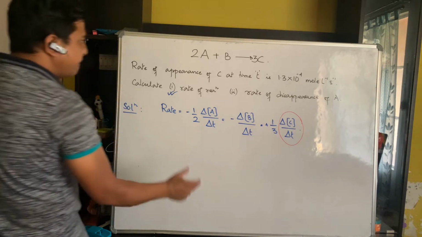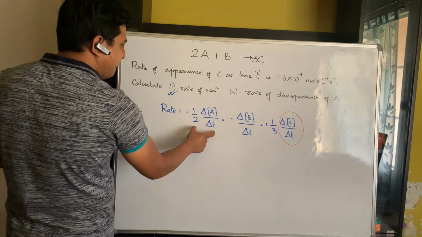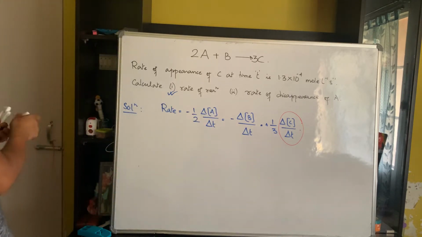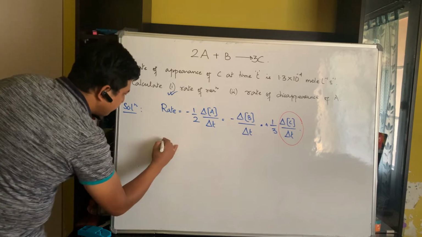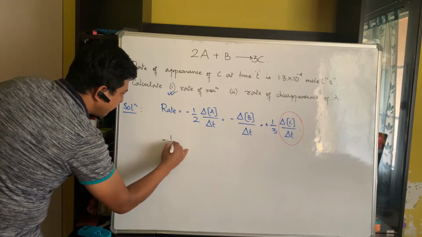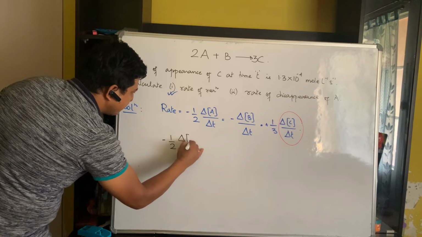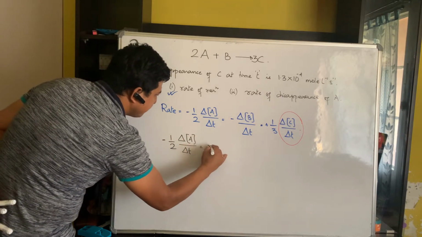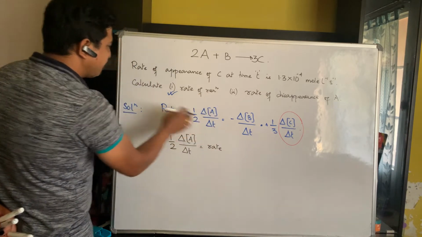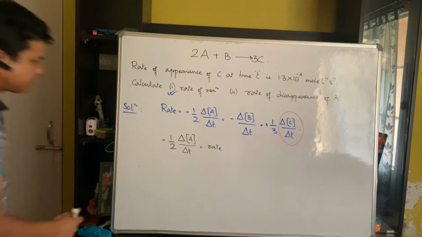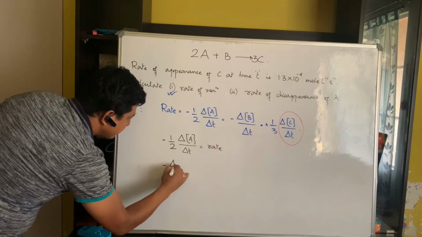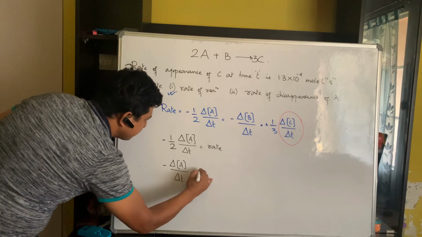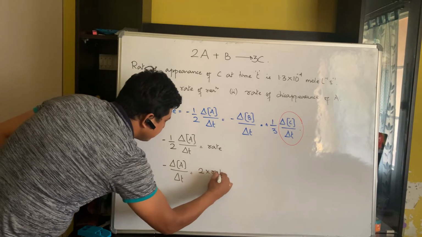So now we'll equate A with the rate of a reaction, since we are supposed to find out the rate of disappearance of A. So from here I can write minus half del A by del T is equal to the rate. Is it so? Yes, this whole thing is equal to the rate. So minus del A by del T will be equal to what? It will be equal to 2 times the rate.